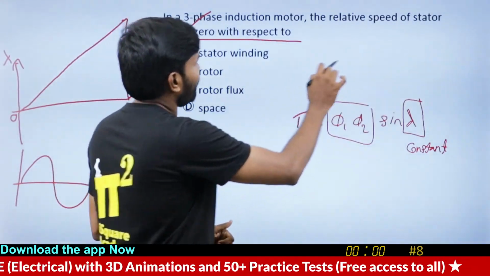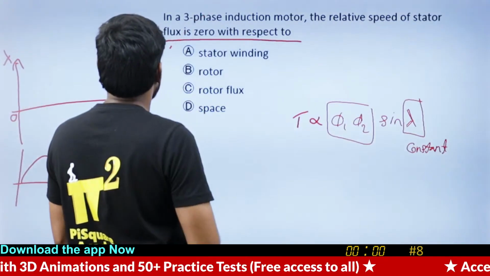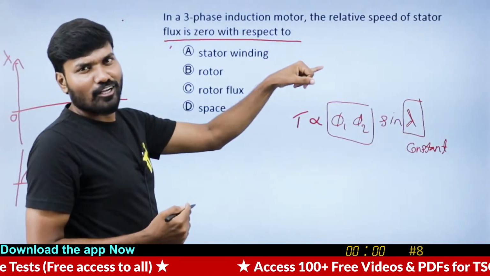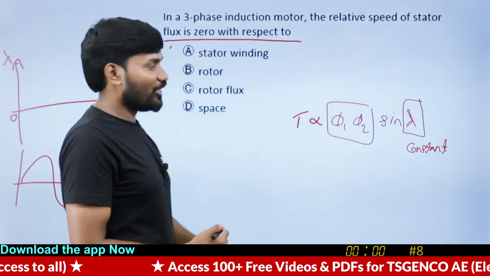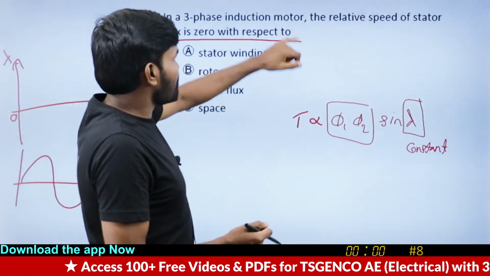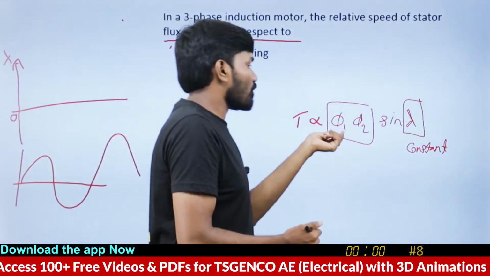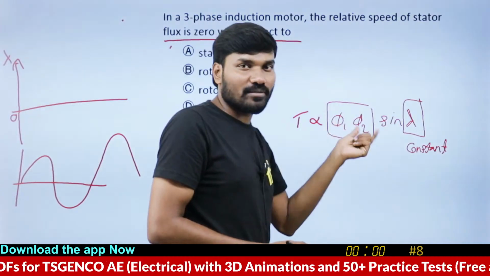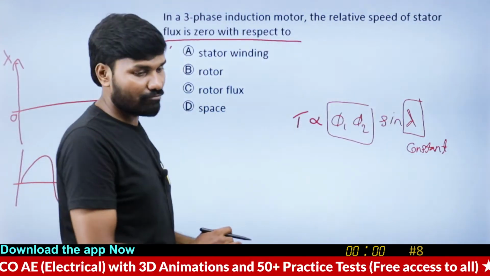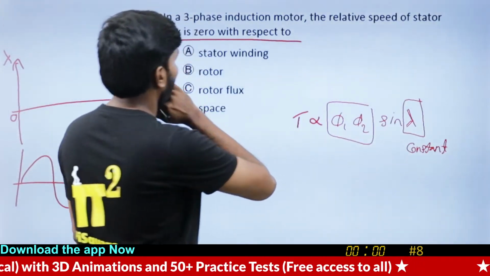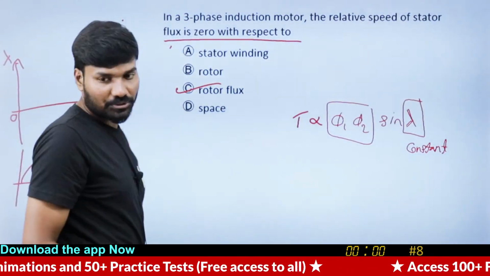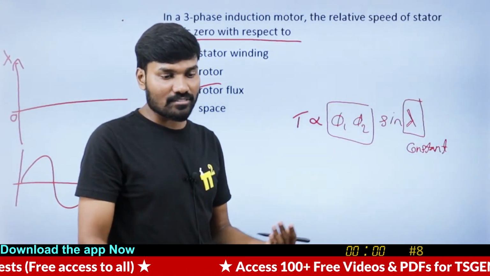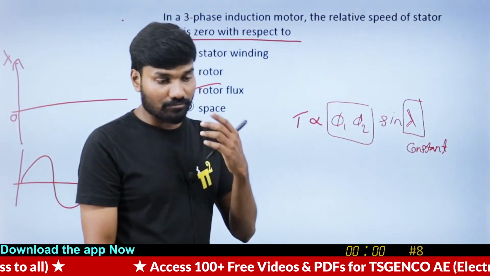Okay. Let's come to the question now. The relative speed of the stator flux is 0 with respect to the rotor flux. Simple. You don't have to look at the options. The answer must be: the relative speed of the stator flux, let's talk about phi1, and phi2, there should not be any speed difference between these two. They must be in the same phase. I think it's clear. So the option is rotor flux. Option is C. And most of you marked it. I think now you know the real logic also, not just the answer. Now you have clarity on how you should handle that.